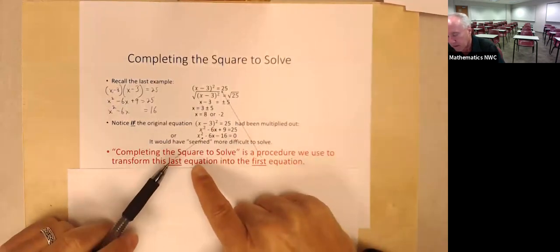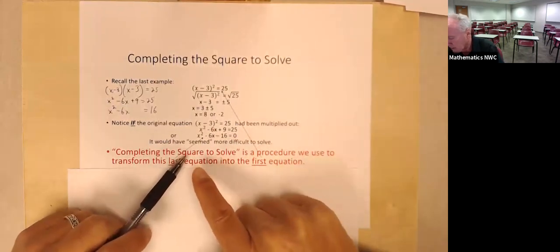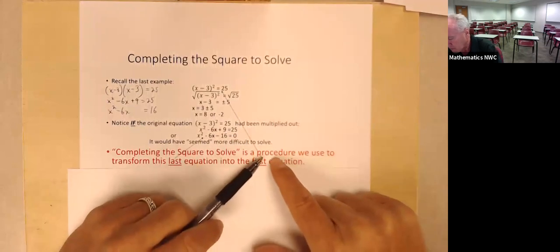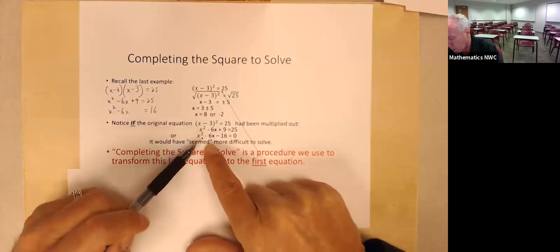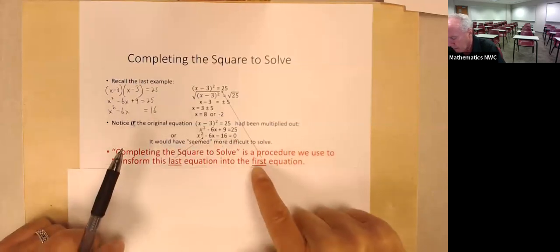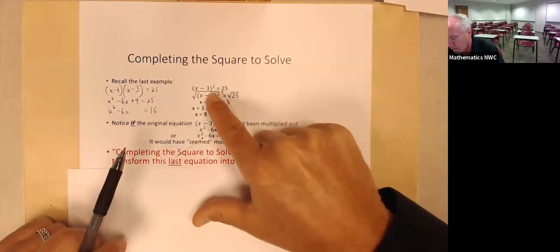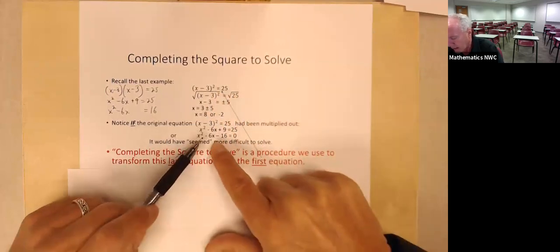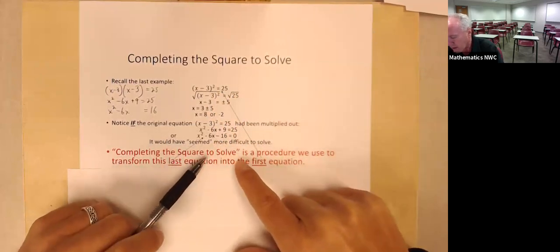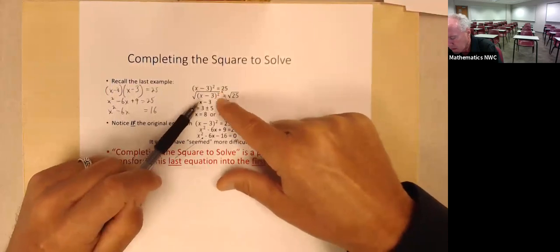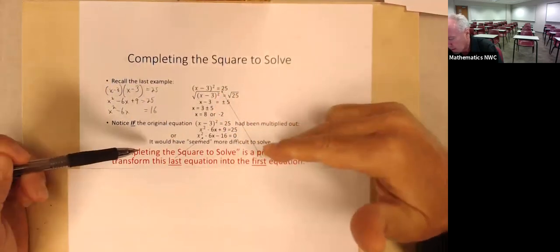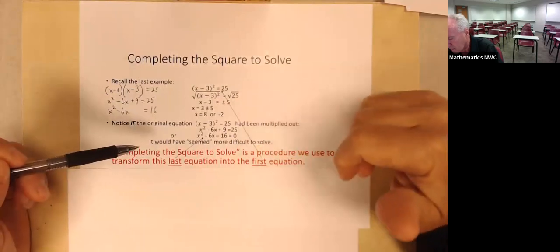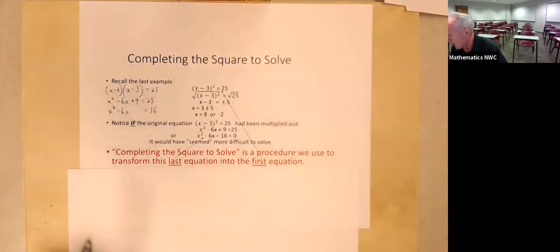These two are equivalent, okay? Completing the square, which we're looking at here first today, is a procedure we use to transform this last equation back into the first equation. I'm going to take this equation and transform it back into this one, so I can use this procedure. That's referred to as completing the square to solve. That's what we want to get here today.